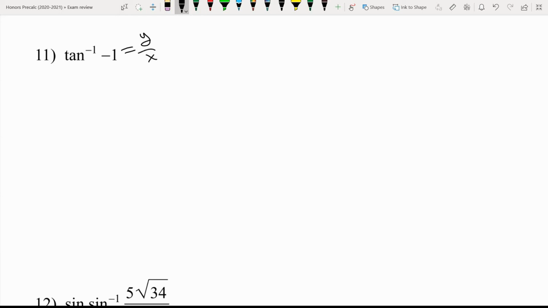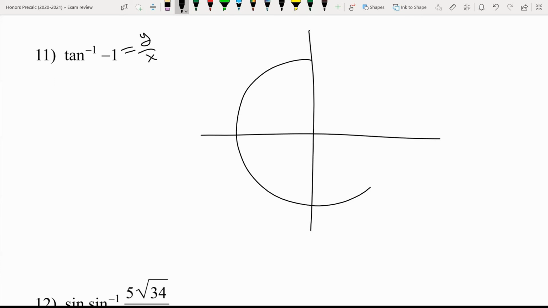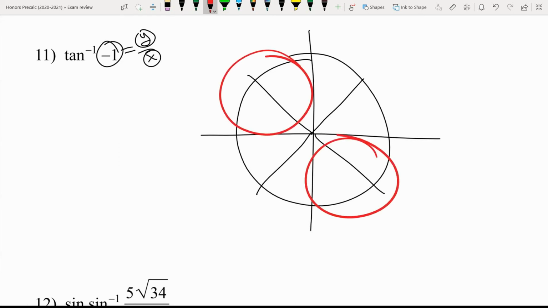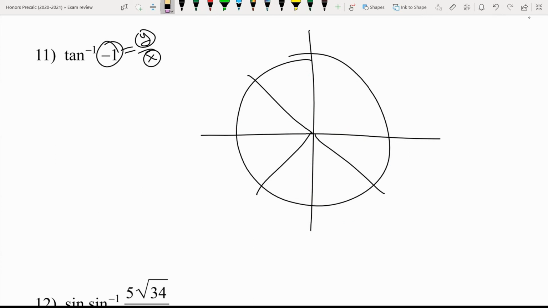And the only time that happens is at pi over 4 or 45-degree angles on our unit circle. So I'm looking at these angles here, here, or here, but it has to be a negative, so that means either the y has to be negative or the x has to be negative, but not both. So the only time that happens is going to be in quadrant 2 or quadrant 4. So what are those angles there? Let's get rid of these ones here and here. We're not going to have those. It's going to be one of these two angles.